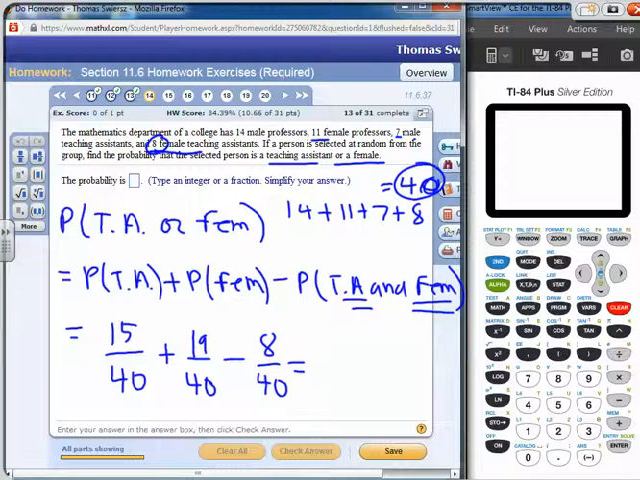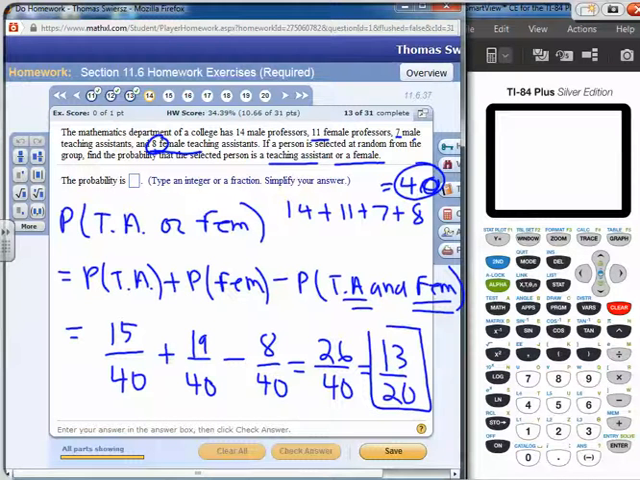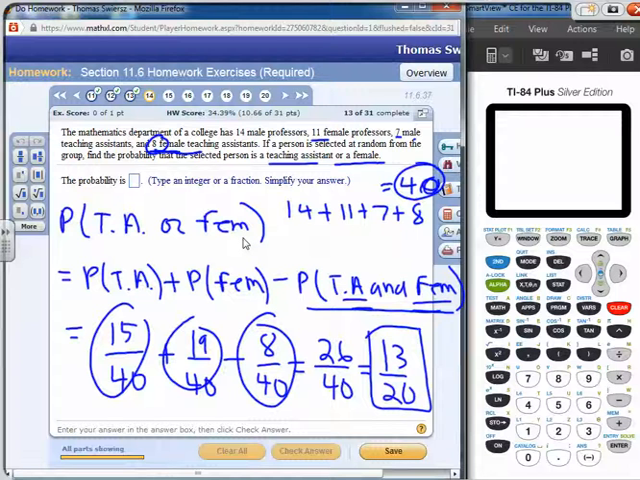So 15 plus 19 is 34. 34 minus 8 is 26 out of 40. 2 goes into both. 13 over 20, or you can use your calculator to reduce. So there's our final answer. Again, adding the teaching assistants and the females, but then subtracting the ones that are females and teaching assistants, which are these 8 right here. So it gives us a total of 26 out of 40, which reduces to 13 out of 20.